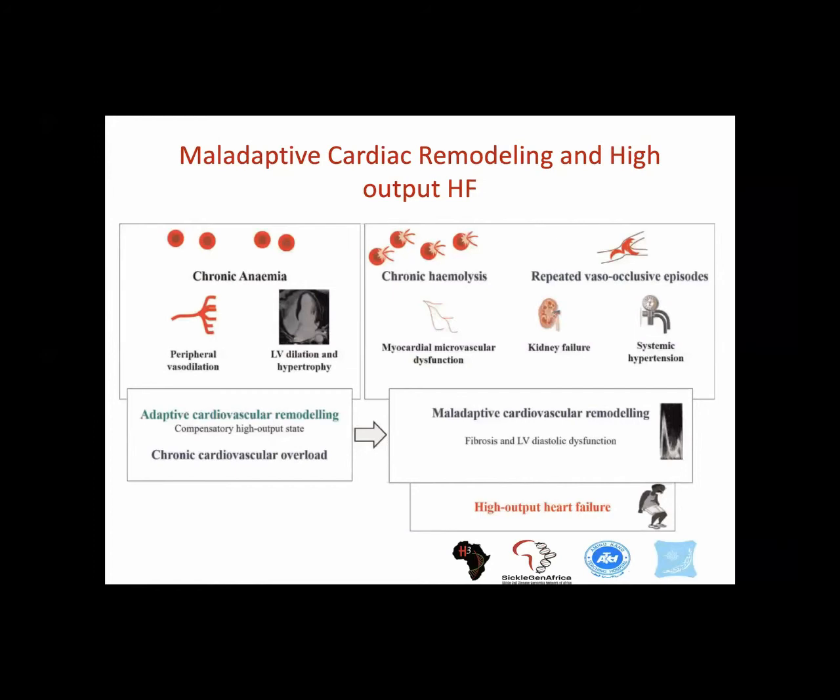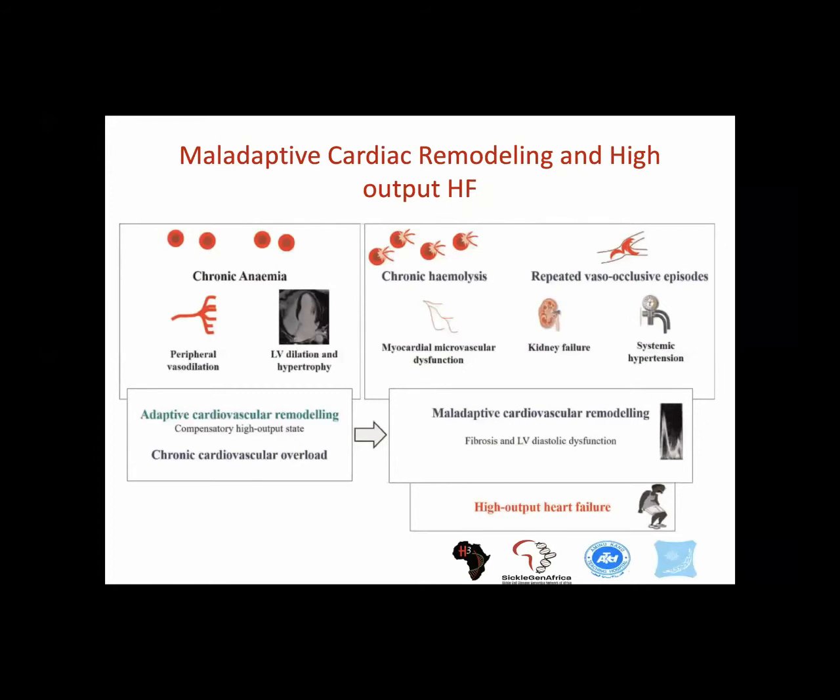And when that happens, you have increased wall stress, and the heart compensates by having what you call eccentric hypertrophy. And eventually they have diastolic dysfunction, and later on, they can have systolic dysfunction. In the same way, chronic hemolysis and repeated vaso-occlusive episodes lead to microvascular dysfunction, and then systemic hypertension happens because of what I mentioned earlier with vasculopathy and pulmonary hypertension. And then this maladaptive remodeling leads to fibrosis of the left ventricle and diastolic dysfunction, as I mentioned. So this is essentially what happens.